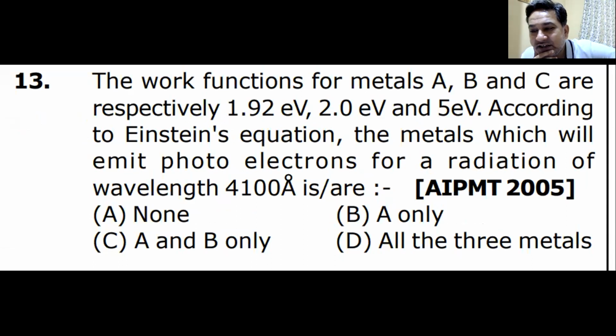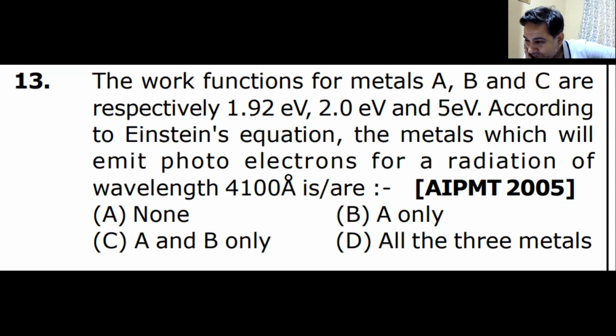The work function of metals A, B, and C are given. According to Einstein's equation, which metal will emit photoelectrons for radiation of wavelength 4100 Angstrom unit? The options are: none, A only, A and B only, all the three. Any hope? This is AIPMT 2005.